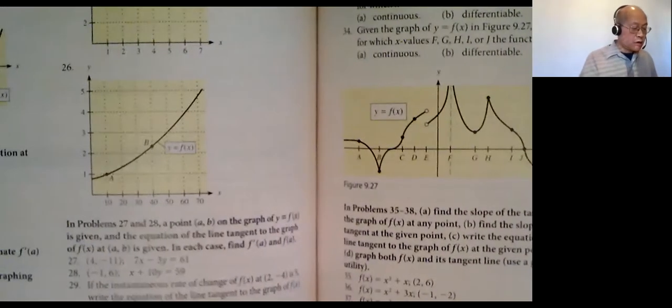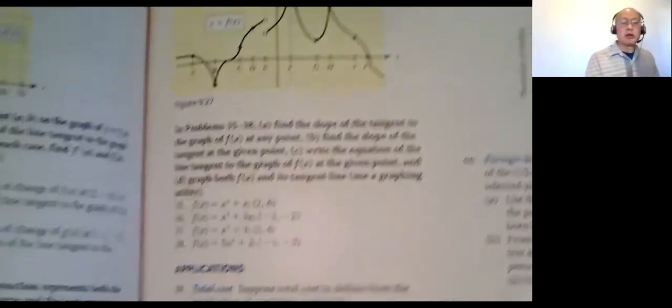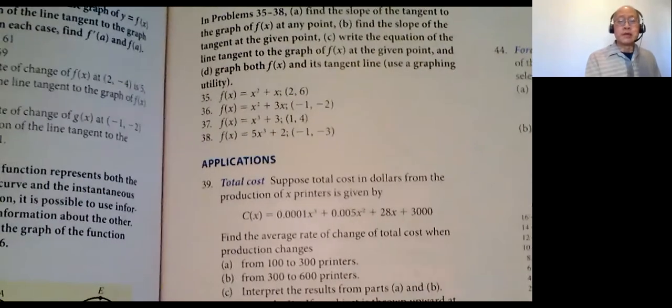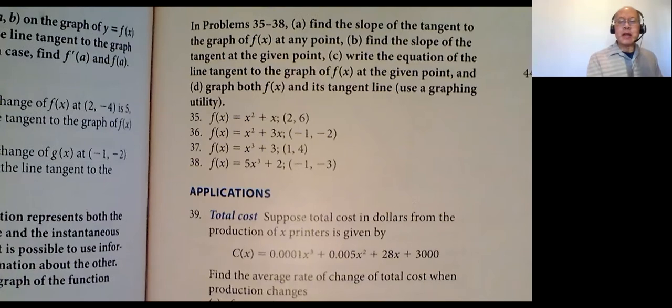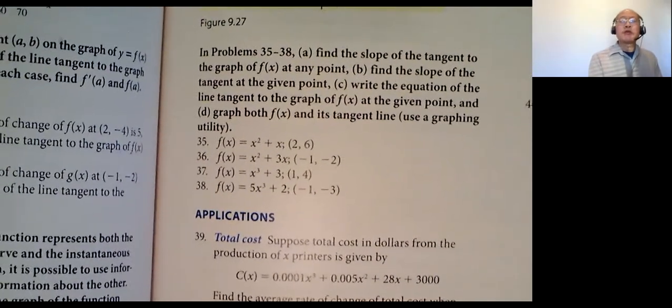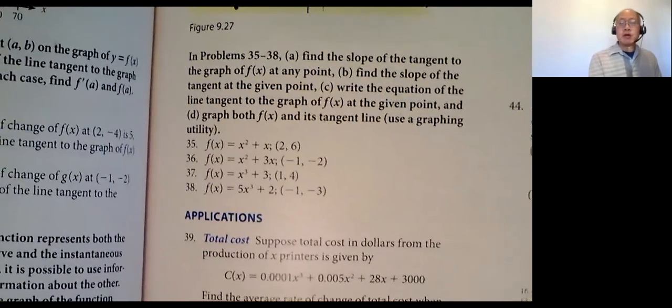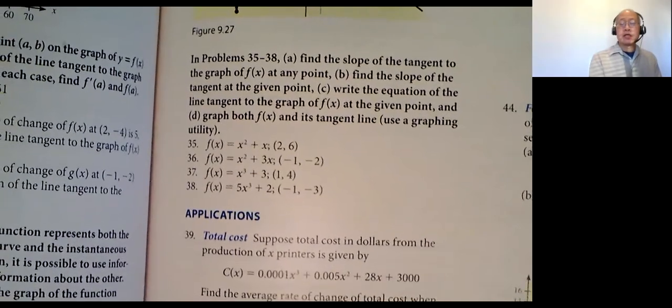All right, and then the last one is 38, and then I'm done. Then I'll give you the quiz. So 38, however, don't get your hopes up too high. This is the longest one, it's the worst one. Okay, so 38, 5x cubed plus 2 at the point -1, -3. So A, find the slope of the tangent to the graph, derivative. B, find the slope at the given point, I plug in. And C, write the equation of the tangent line. Okay, so this one's pretty bad.